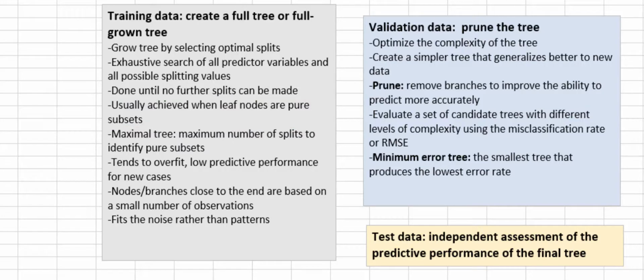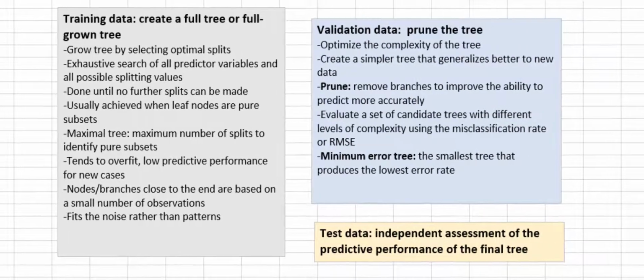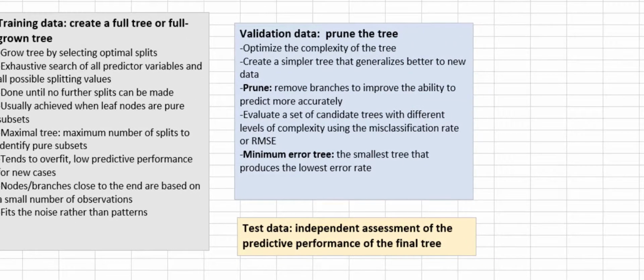The decision tree produced in this step is called full tree, also called a full-grown tree or maximal tree, as it represents the maximum number of splits the CART algorithm can make to identify pure subsets. A full tree, however, tends to overfit the data, resulting in low predictive performance when applied to new cases. This is especially true for the decision nodes and branches close to the end of the tree, as these splits are based on a very small number of cases and tend to fit the noise rather than the underlying patterns of the data. Therefore, we use the validation dataset to optimize the complexity of the tree by pruning the full tree to a simpler tree that generalizes better to new data.